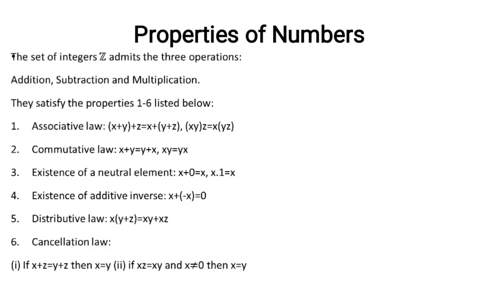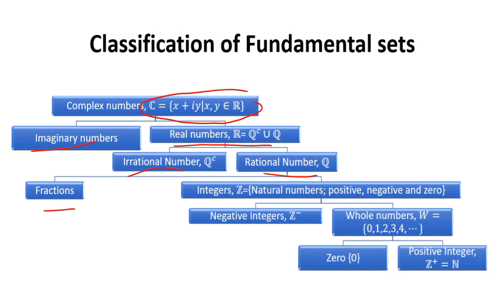So we begin with properties of numbers. Now, the set of integers, as we can see in the previous slides, basically consists of natural numbers, positive numbers, negative numbers and zero. Those are the set of integers. We have the negative integers, we have the whole numbers, which consist of 0, 1, 2, all the way to infinity, and then the zero itself, and what we call the set of natural numbers, which are the positive integers without zero.